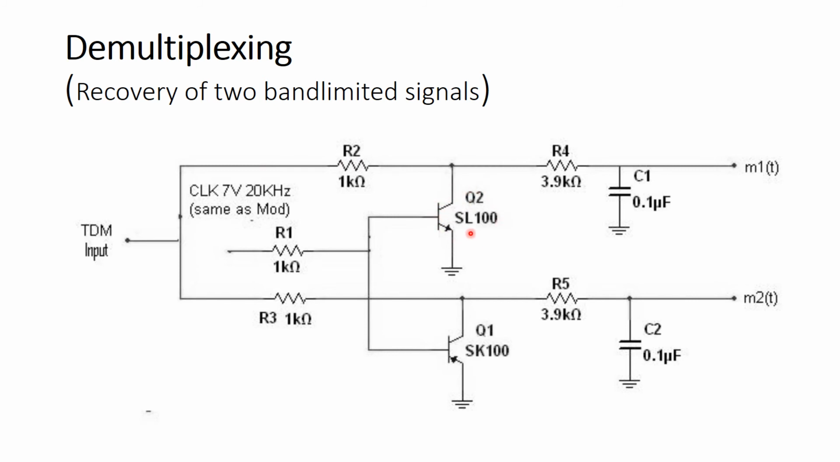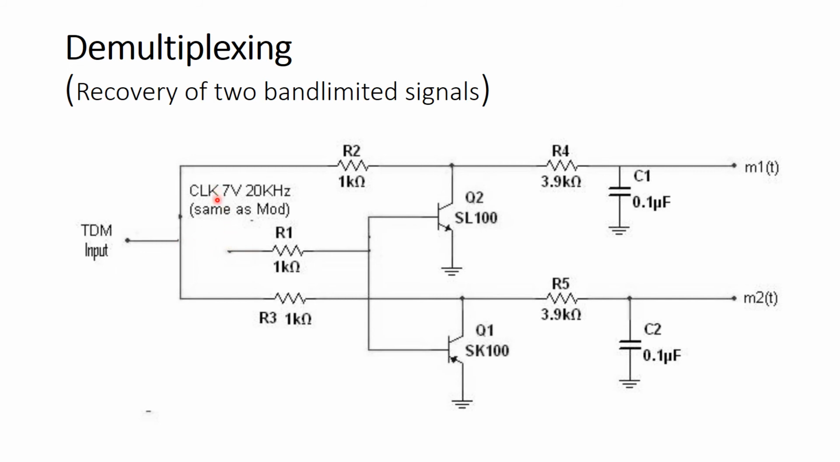Here we have two transistors, SL100, which is an NPN transistor, and SK100, which is a PNP transistor, and two low pass filters. In the upper channel we have to get back one of the signals, that is, the sine. In the lower channel we have to get back m2(t), the ramp signal. So we have two message signals, sine and triangular signals, which are multiplexed. Now in demultiplexing we have to get those back. We have the time division multiplexed signal as the input, and the output will be the individual band limited signals.